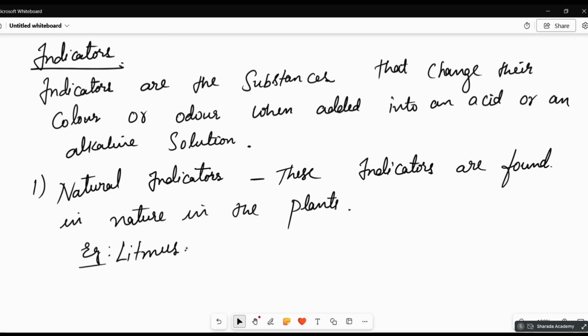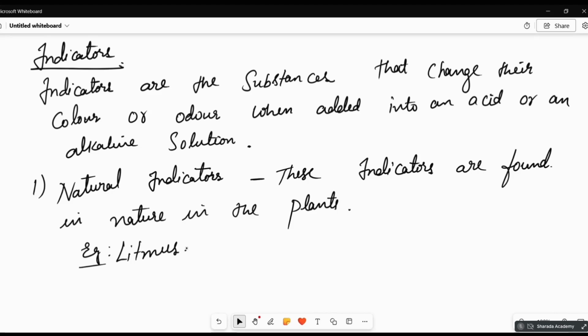Okay, write down this. Another one, we have olfactory indicators. Olfactory indicators means by a change of smell, we will be able to identify. Onion, vanilla, all these are examples of olfactory indicators.